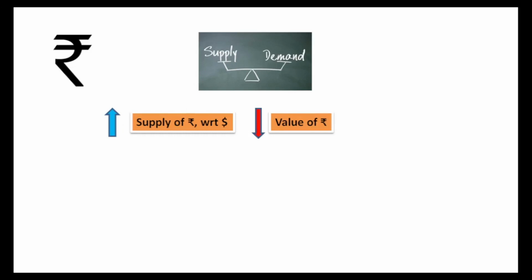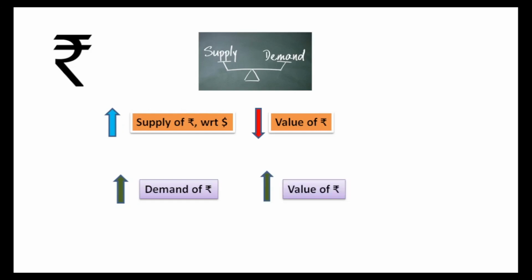So we know the basics of demand and supply. If demand increases, price increases. If supply increases, the price decreases. Here, because the supply is increasing, the value of rupee is falling. Again, if the demand for rupee increases, just like if the demand increases, the price increases. If the demand for rupee increases as compared to the dollar, the value of rupee increases. That is, the value of rupee appreciates as compared to the dollar.